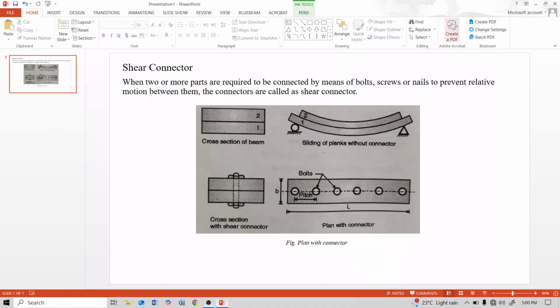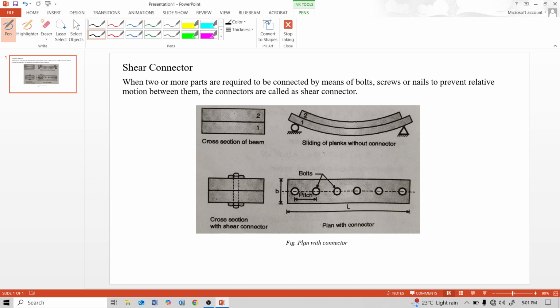Today, in this video lecture, we will see the concept of shear stress. When two or more parts are required to be connected by means of bolts, screws, or nails to prevent relative motion between them, the connectors are called shear connectors. This figure is a plane with a connector. This portion is the connector.